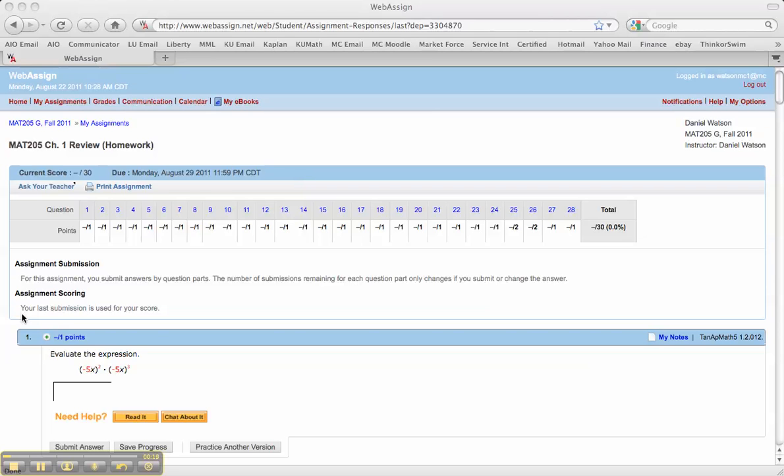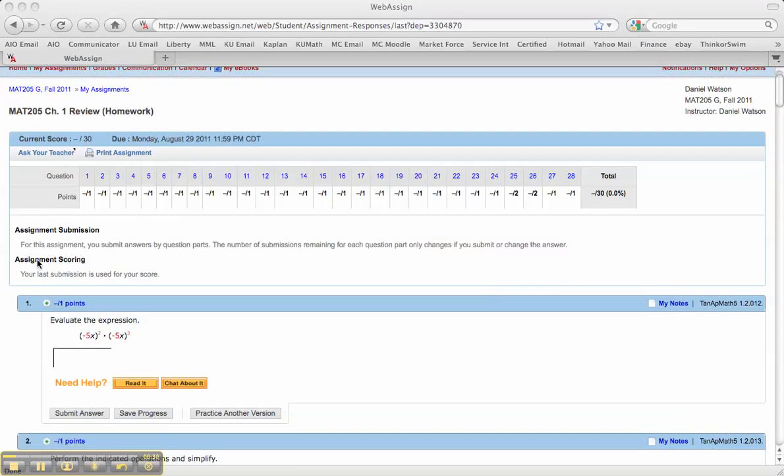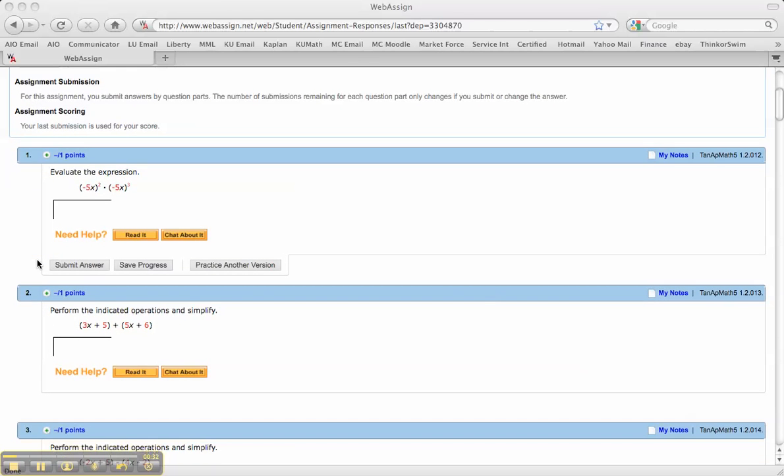What you see here is the list of questions. We have a total of 28 questions. They count 1 point each. It shows your progress as you complete each question. And we'll start with question 1. It says to evaluate the expression negative 5x squared times negative 5x to the third.